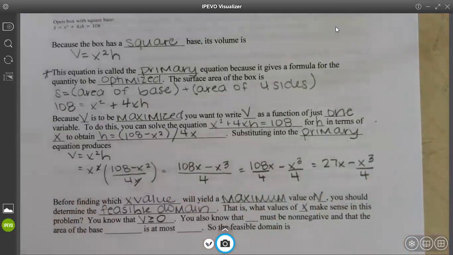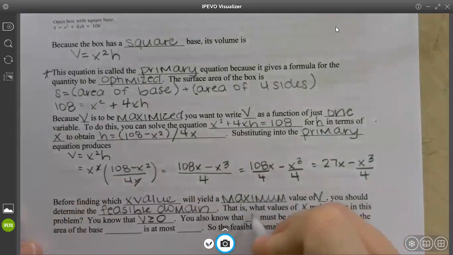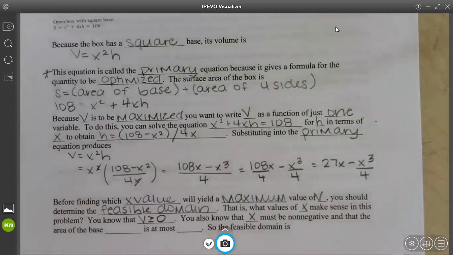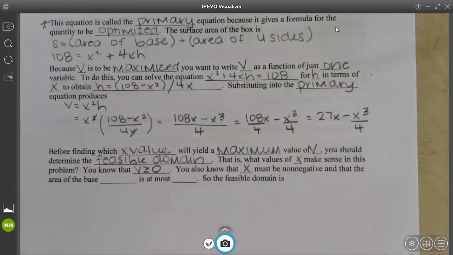has to be greater than 0. The v has to be greater than 0. We can't have a negative volume. So that's all it's saying. You also know that x must be non-negative. Why? I can't have a negative side of a box, right? Does everybody understand that? All right.